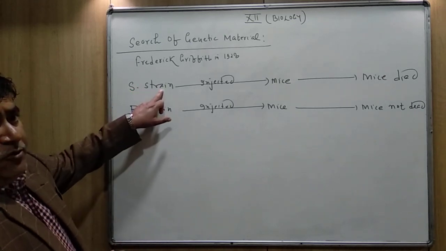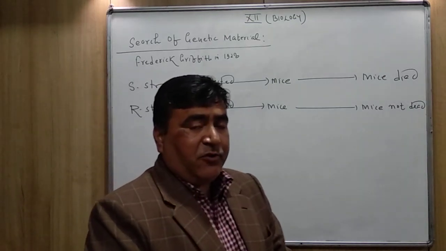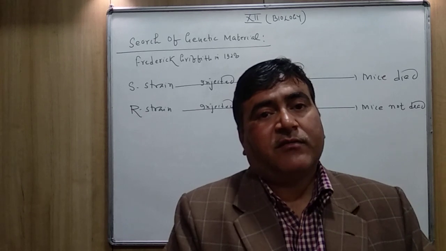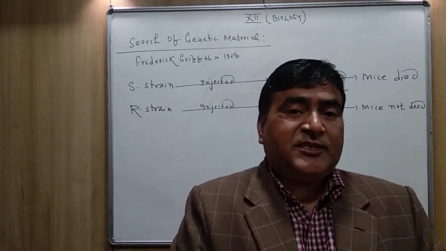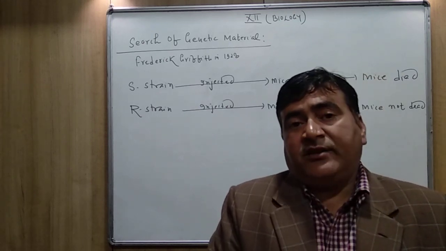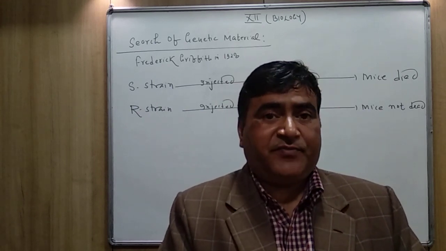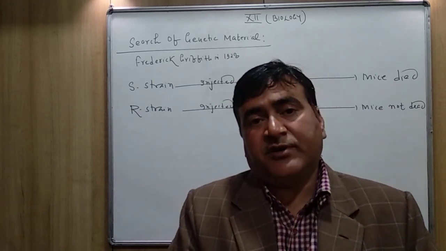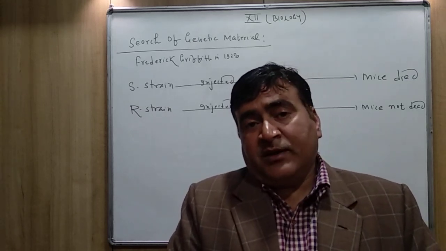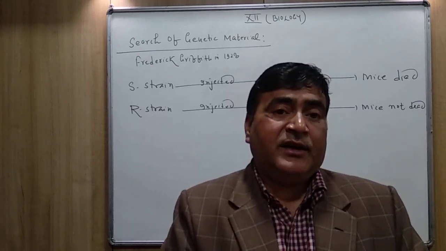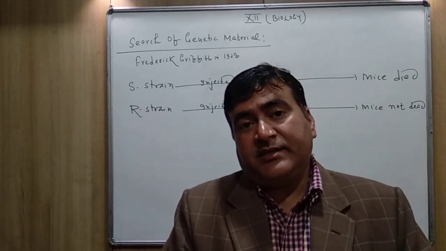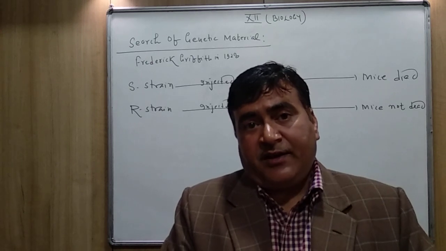S strain of the Streptococcus, as I told you, the Streptococcus pneumoniae is a pathogen, and Streptococcus pneumoniae is the causal organism, the pathogen which causes pneumonia disease. In human beings also, this Streptococcus is the cause of pneumonia disease. In mice also, Streptococcus pneumoniae can cause pneumonia disease, and because of the pneumonia, the mice can die.